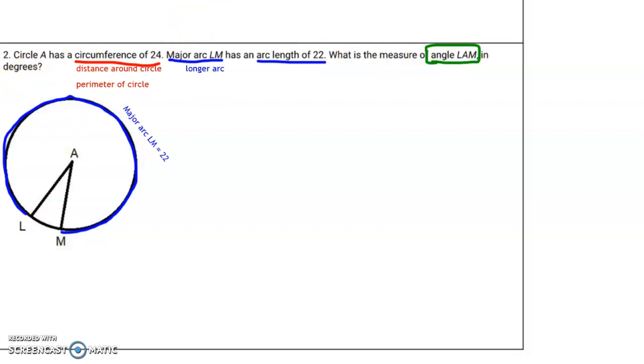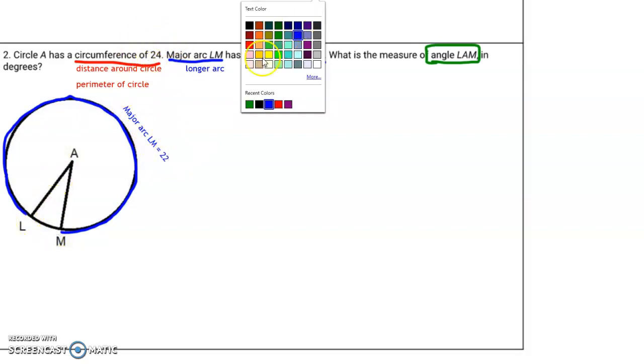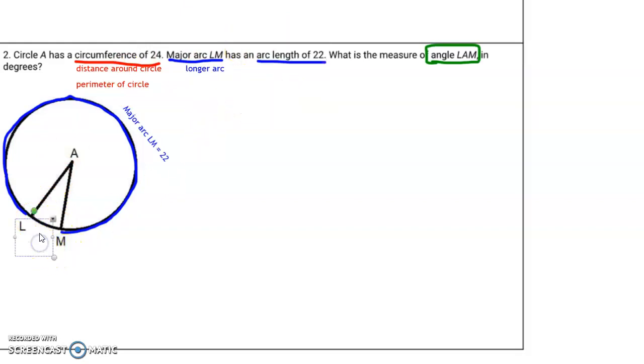Well, one thing that we can figure out right away is that since major arc LM is 22 and the entire circumference is 24, that means that this arc LM here in units is going to be 2. So that is a 2-unit arc. However, that doesn't tell me the measurement of angle LAM in degrees. I can't say that this is 2 degrees.